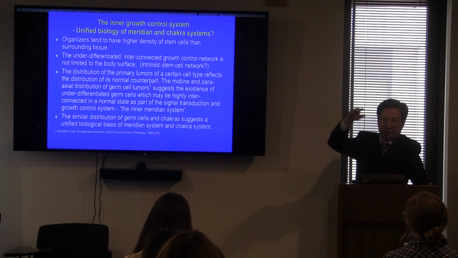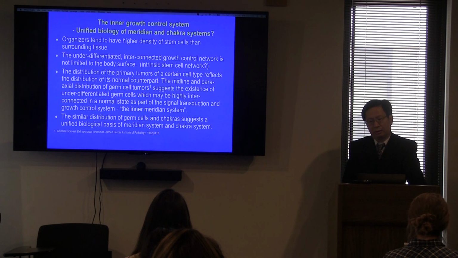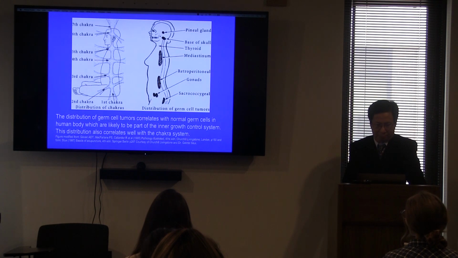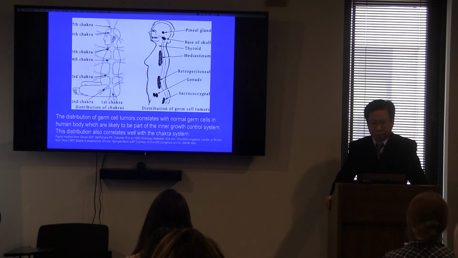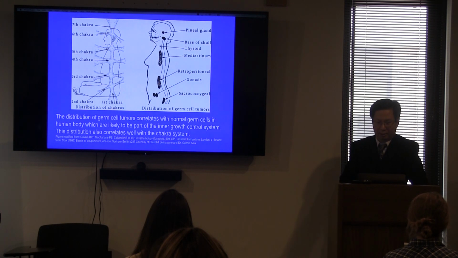If you map out, say, 1,000 cases of pheochromocytoma, you can basically map out the distribution of the sympathetic nervous system. Similarly, if you map out the distribution of all the reported cases of primary germ cell tumor, it shows an interesting pattern. They distribute mostly along the midline of the body and concentrate at seven regions: the pineal gland, base of the skull, thyroid, mediastinum, retroperitoneal region, gonads, and sacrococcygeal region. And that has an interesting similarity with another well-known system in complementary medicine, the chakra system. So this model suggests that there may be a unified biological basis of the chakra system and the meridian system.